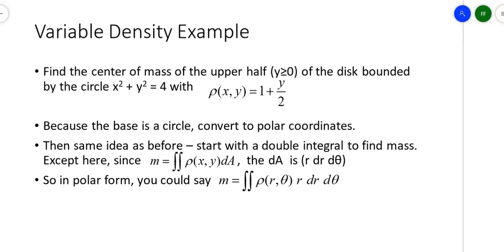Let's take a look at another example of density. This time we'll look at a variable density example. The last one we did, as crazy as the calculations were, was a constant density. Our rho of xy was just 1. In this case, we've got a variable density example.